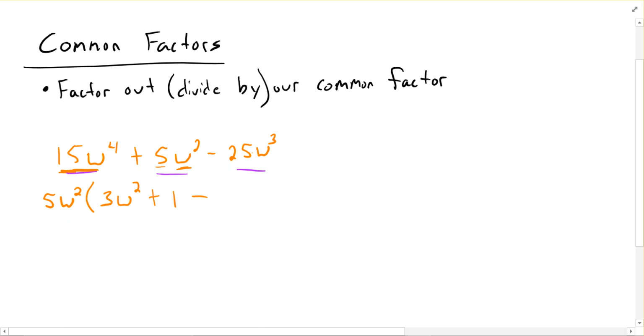And then minus. Looking at this one, 25 divided by the 5 we took out leaves a 5. We took out 2 w's, so we have 1 w left. So this is just 5w. Then close your bracket, and that's it. That's the common factors we were talking about.